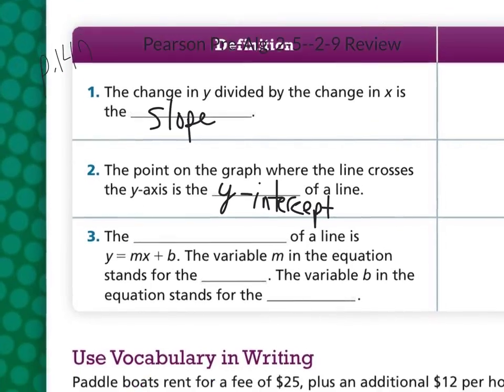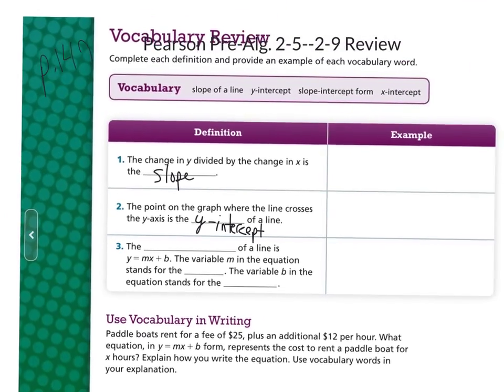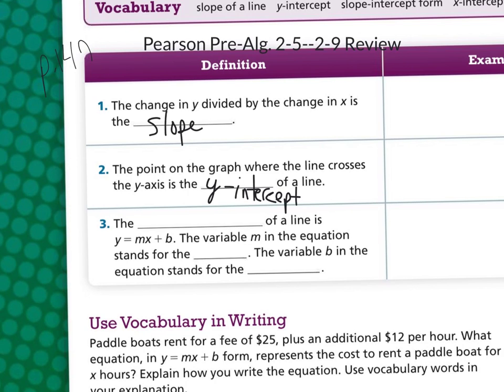Number 3, the slope-intercept form of a line is y equals mx plus b. Variable m in the equation stands for the slope, and the variable b in the equation stands for the y-intercept.